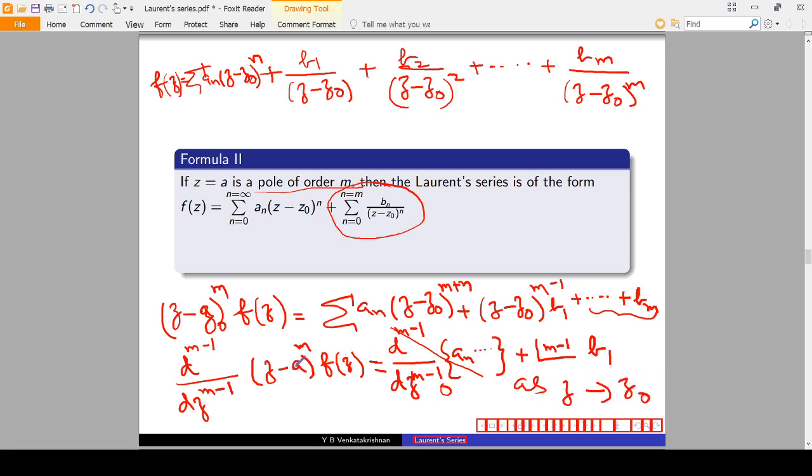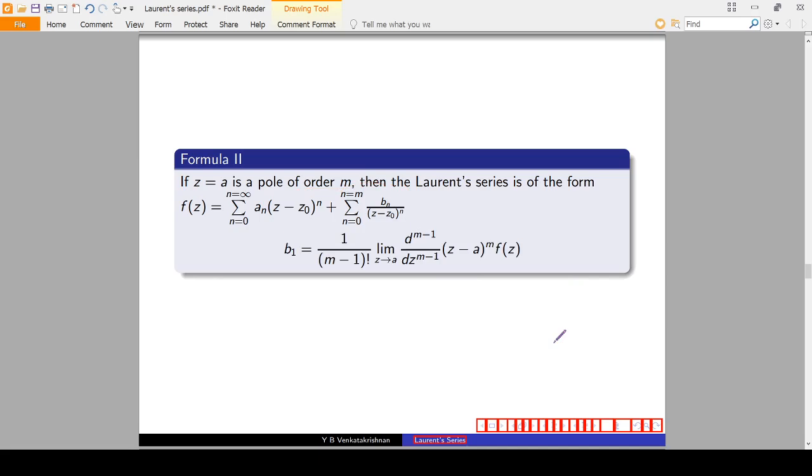Z tends to z naught, that will give you the required value of b1. So when you have a pole of order m, then b1 will be 1 by m minus 1 factorial into limit z tending to a, d power m minus 1 by d z power m minus 1 of z minus a whole power m into f of z.